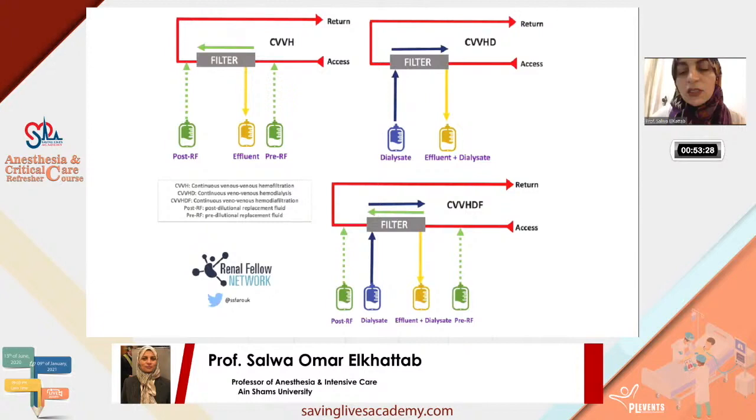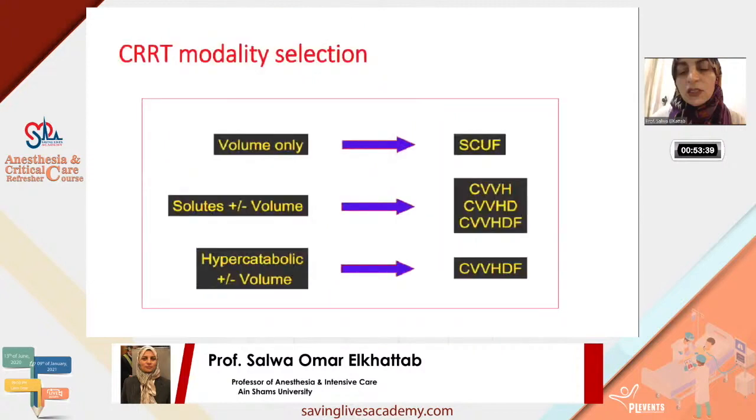What is the modality to select? This depends on your patient. If your patient is volume overloaded, you might need only ultrafiltration. To reduce hypercapnia, in hypercapnia-loaded patients, implement continuous renal replacement therapy. Access is needed.